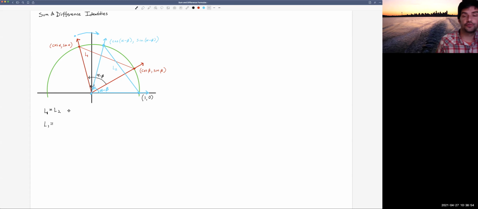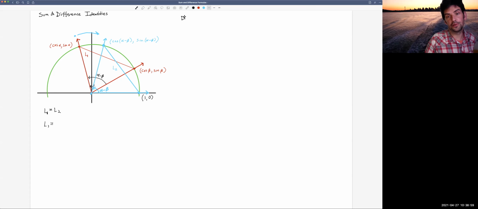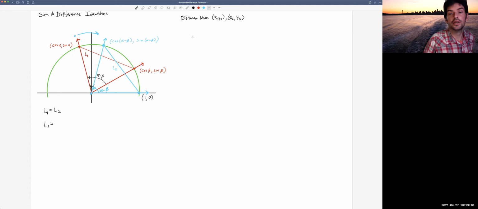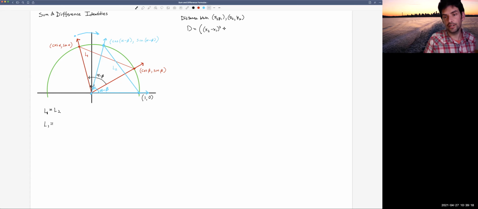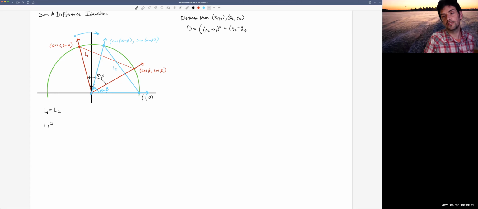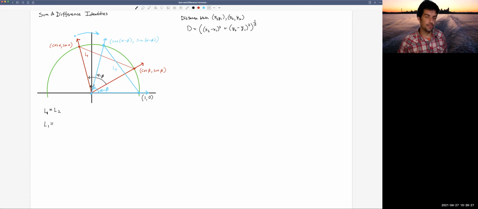So if you remember the distance formula between two points, maybe I'll write it up here. Our distance formula between the points (x1, y1) and (x2, y2) is given by, we take the difference in the x coordinates, square it, take the difference in the y coordinates, square it, and we take the square root of that whole thing. That's our distance formula, right? It really just comes from the Pythagorean theorem, or you can see it's the same idea. I've mentioned this before.